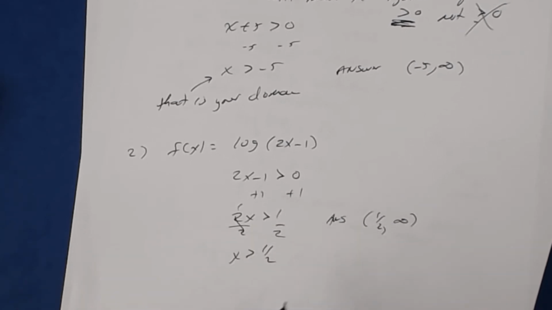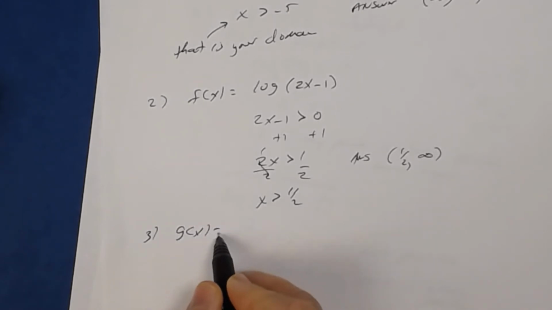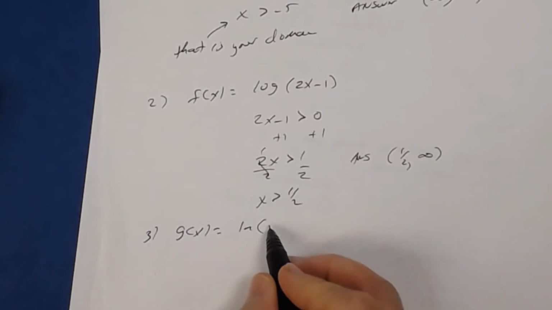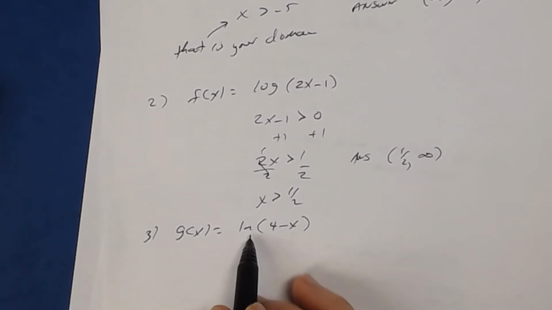Number 3. What if you had g of x is equal to the natural log of 4 minus x? No big deal. The fact that the base here is e makes no difference to what I'm trying to do. I'm just trying to find the domain. All I need is to look at the argument. I don't need the base at all. But by the way, what is the base here? The base is e.